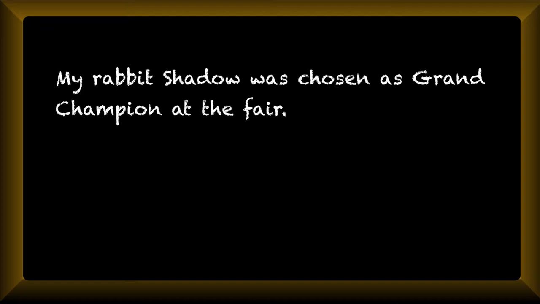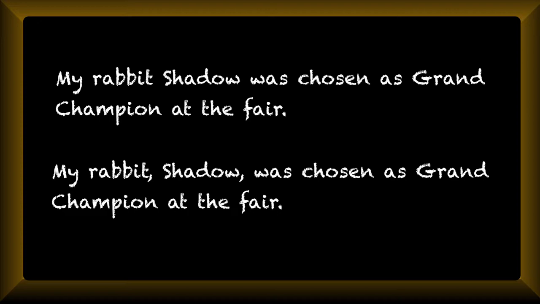Look at the following sentences. My rabbit Shadow was chosen as grand champion at the fair. My rabbit, Shadow, was chosen as grand champion at the fair. Shadow is the appositive in both sentences. The punctuation is the only difference between them. In the first sentence, Shadow is essential. In the second sentence, Shadow is non-essential. I can tell that from the punctuation. But what does that mean?